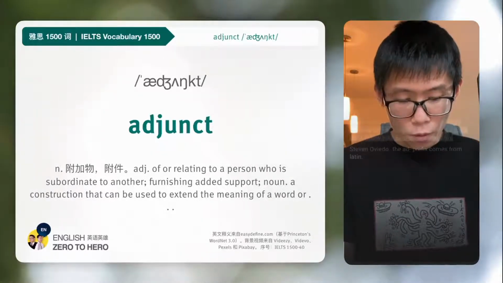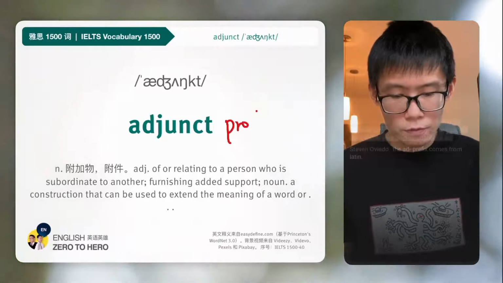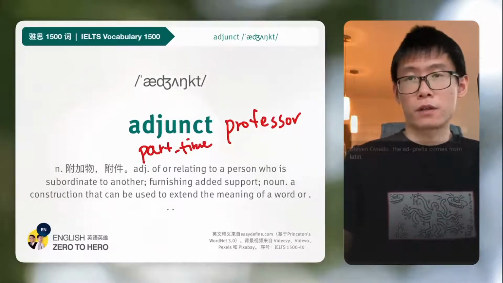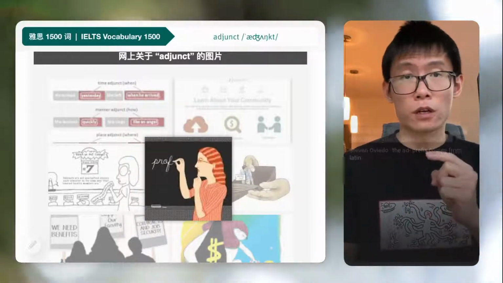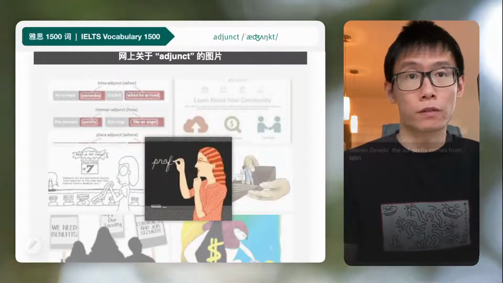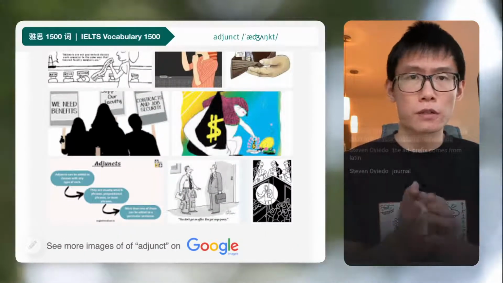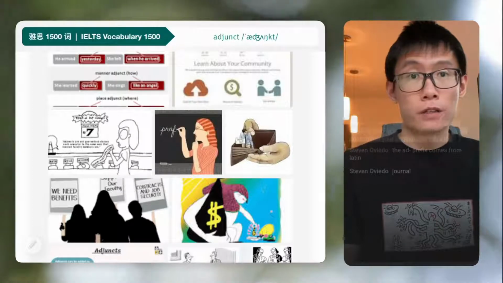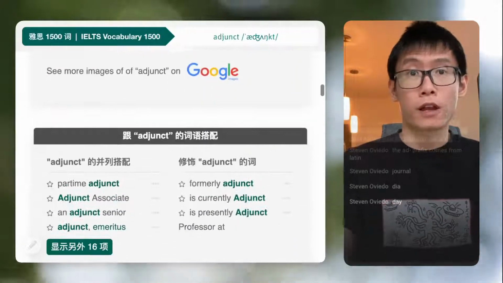The 40th word is adjunct. An adjunct professor is simply a part-time professor. Right? So for example, if this professor is an adjunct professor, that means she's not a full-time faculty of a university. She's simply a part-time professor. That's called an adjunct professor. Adjunct 字面意思是附属的，like something that's auxiliary, that's not a full-fledged something. That's adjunct, right? So she is an adjunct professor. That means she's not a full-time professor. 兼职教授就是 adjunct professor.